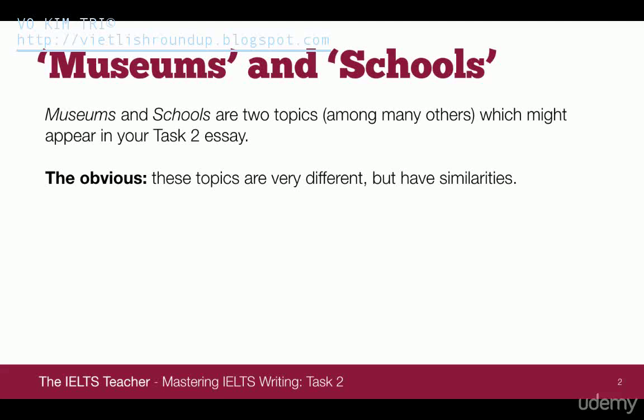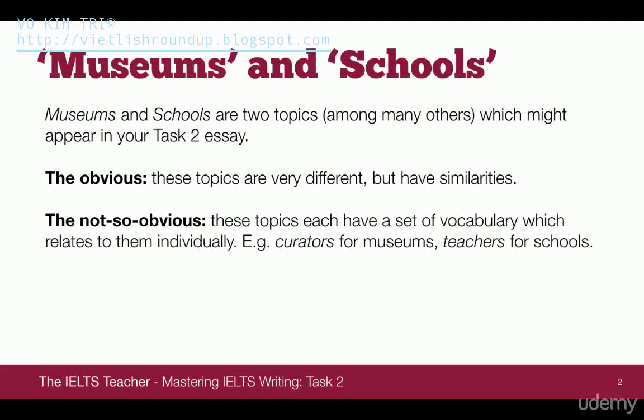What might not be so obvious is that each of these topics has a specific set of vocabulary which relates to them individually. For example, you would see the word curators when talking about museums, you would see the word teachers when talking about schools. But you wouldn't see curators when talking about schools, and you're not likely to see teachers when talking about museums.